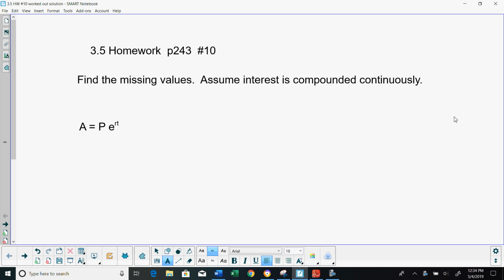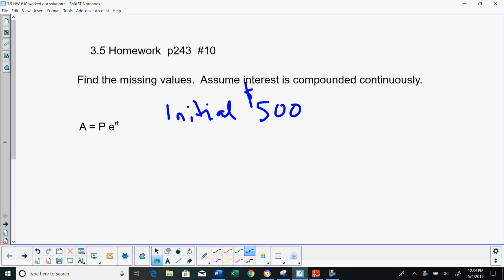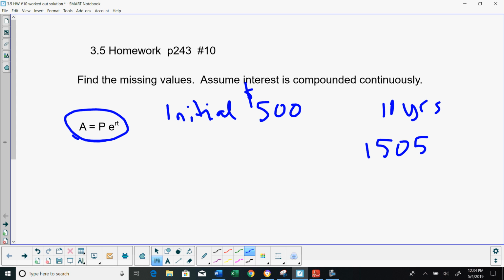This video is about problem number 10. It says find the missing values, and it does say assume the interest is compounded continuously. So let's see what information was given here. In this particular problem, they say that your initial investment was $500, and after 10 years you have $1,505.